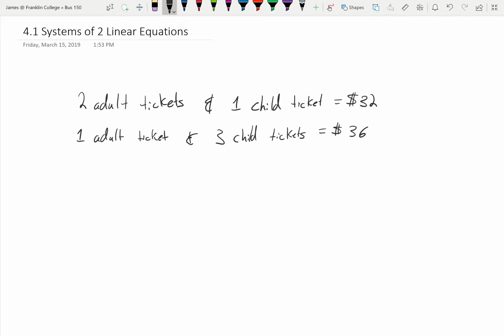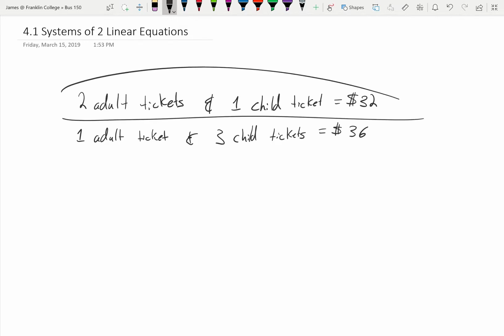So first we're going to transform each of our bits of information into equations. So 2a plus 1c equals 32. Similarly, 1a plus 3c equals 36. So now we have two equations and two unknown variables, and we want to solve for each of those variables by themselves. The way that we do that is we first look at one of our equations.